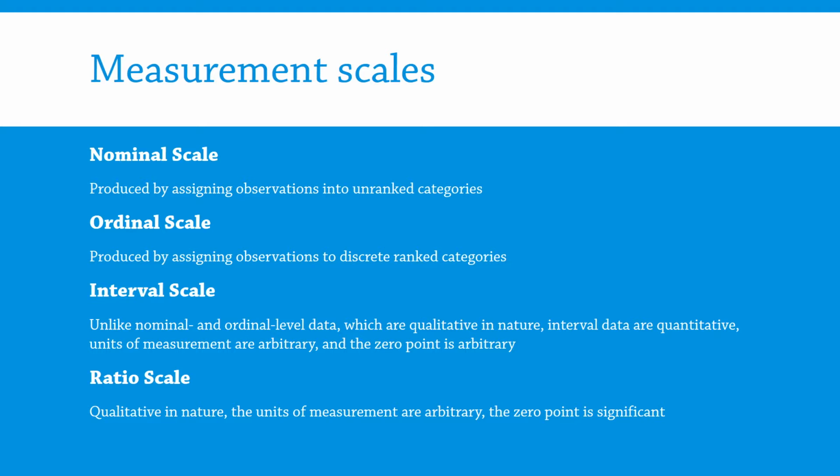So think of a number scale. Interval and ratio are very close. Ratio is quantitative in nature, the units of measure are arbitrary, and the 0 point is significant. A ratio scale would be something like, I'm trying to think what we'd use here, the temperature scale in Celsius. At 0, water freezes, so there's some significance to that. That would be an example.